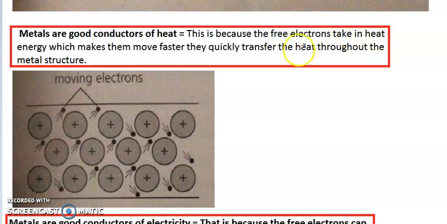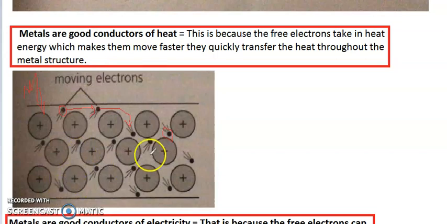Free electrons take in heat energy, which makes them move much faster, okay? These are the electrons. They can move here and there very fast, and they quickly transfer the heat throughout the metal structure. For example, I've applied heating. I put this one on fire over here, okay? So now this one has been heated. It will move and heat this one, and so it will heat this one, and so on, and therefore within a short time the entire metal structure will be heated.